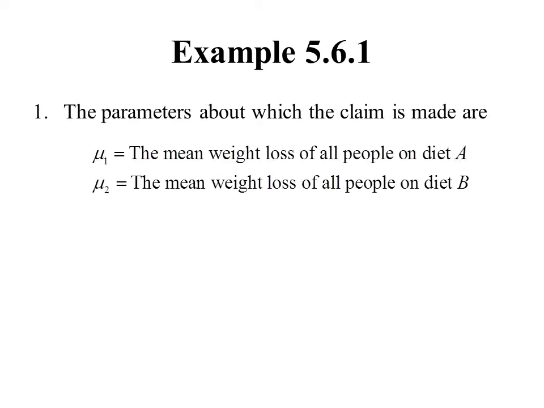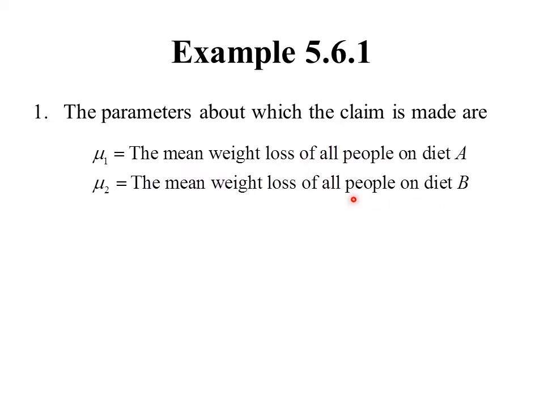Now, before we get into the details of this hypothesis test, let's start setting things up. We're going to go through the same 5 steps as what we've done before. Number 1, define the parameters. Well, again, we've got two populations, so we're going to have two parameters. I'm calling them mu1 and mu2. Mu1 is the mean weight loss of all people on diet A. Mu2 is the mean weight loss of all people on diet B.